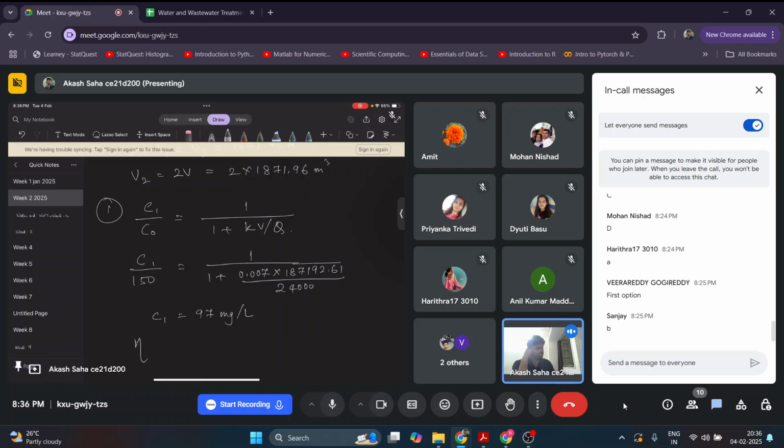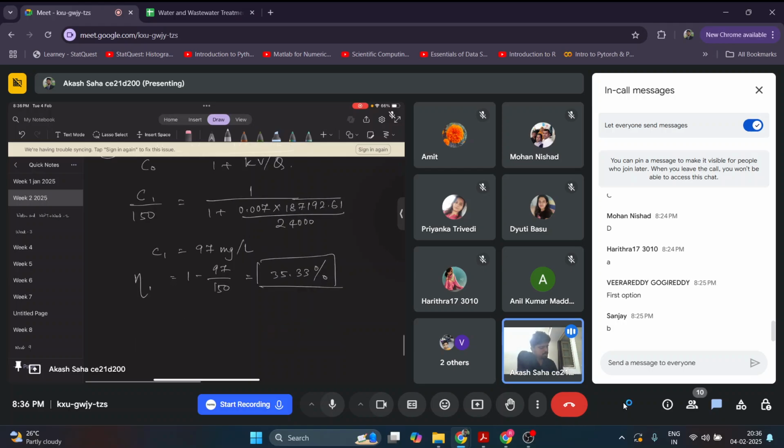So what will be the efficiency of the first reactor? It will be 1 minus 97 by 150, so it will be 35.33%. Very simple. Directly we can find it out. Now similarly you can do it for the other two reactors. Okay, so I'll just give you the answers. You can cross check later.